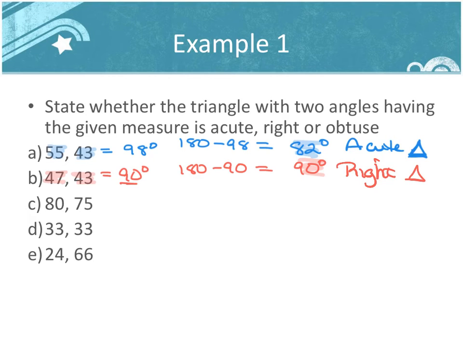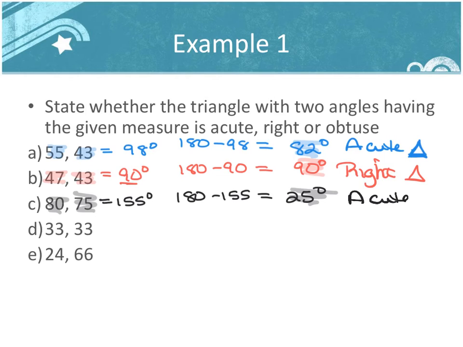The next one, again, you're going to add 80 plus 75. That will give me 155. I take that 155, subtract it from 180, and my missing angle is 25 degrees. So now the three angles of my triangle are 25, 75, and 80, making this, again, an acute triangle. Again, don't use the sum. We're only looking for the three angles.